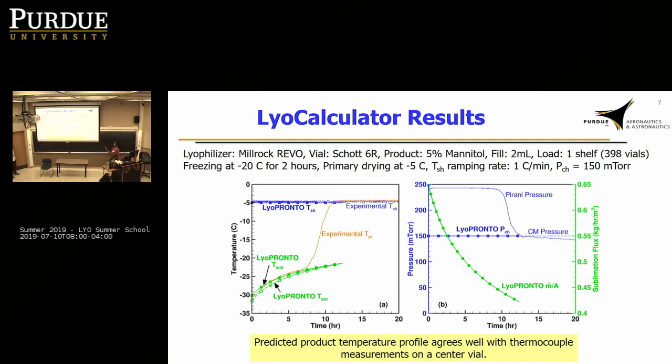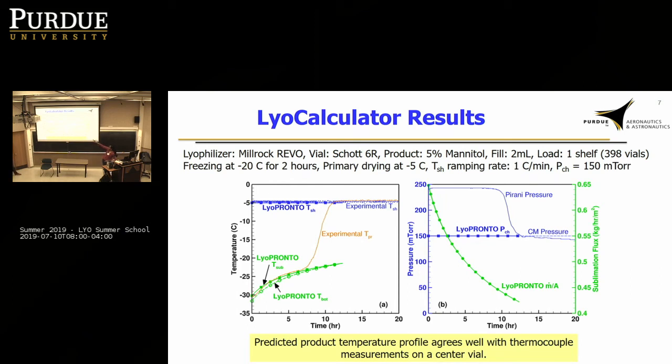So this is the mannitol case that we compared against, but we did do comparisons against other things. I won't show them here just because we don't have enough time for it. So let me explain to you the two plots. The plot on the left, that blue jagged line that you see, that's the experimental shelf temperature measurement. Our set point was -5, so it is around -5, and that's specified as an input to LioPronto, which is our tool. So the shelf temperature is always at -5.